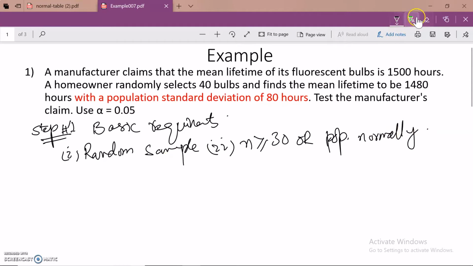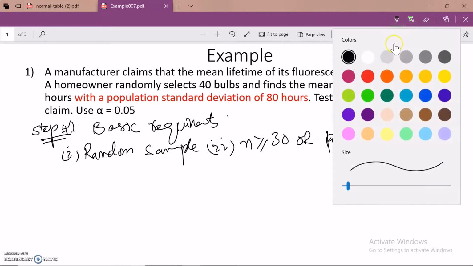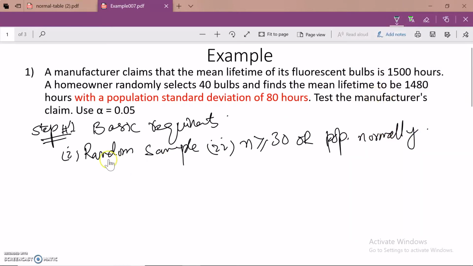Let's check these requirements one by one. The first one: random sample. Look at that, the homeowner randomly selects. So we have a random sample. And what is the sample size? The sample size is 40, and definitely 40 is greater than 30. So this requirement is also met. The basic requirements are met, we don't have any problem with them, so our first step is okay.